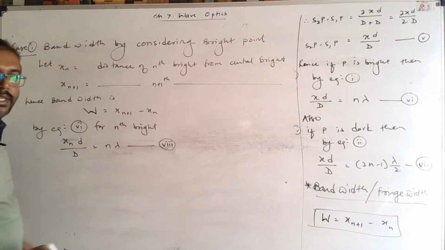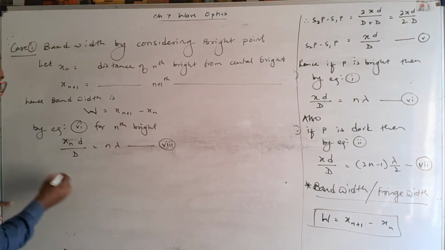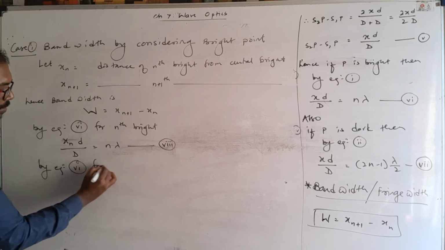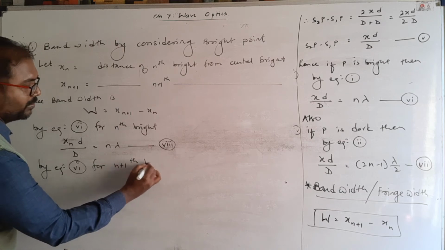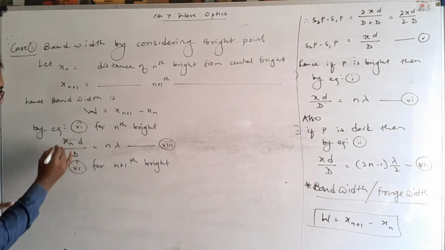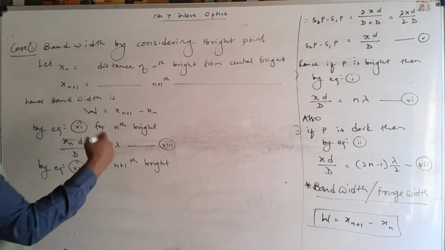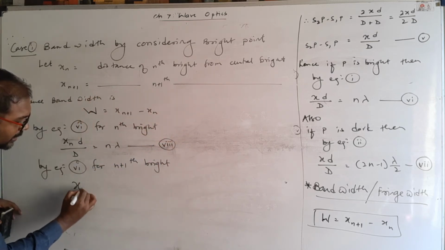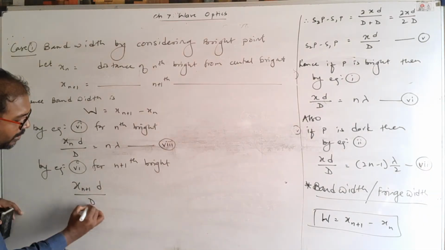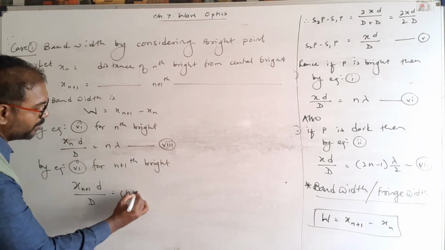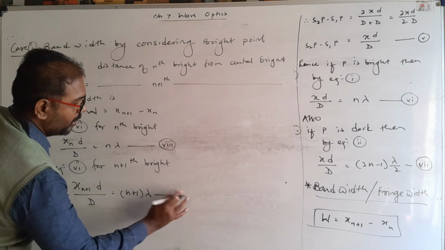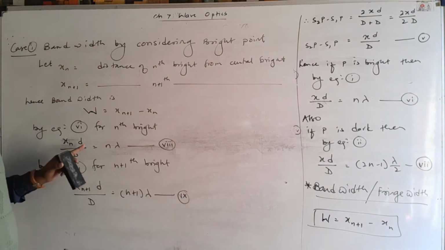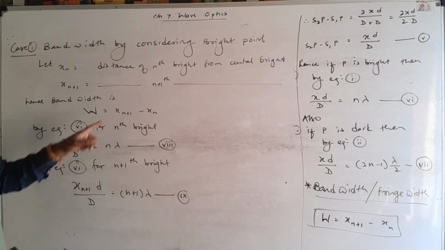Now again, by using the same equation for the n plus 1th bright, I can write the equation. The distance for the n plus 1th bright is xn plus 1. So I can write xn plus 1 d by D is equal to, instead of n, n plus 1 lambda. Equation number 9. So we get equation 8 and equation 9. I have to arrange these terms.